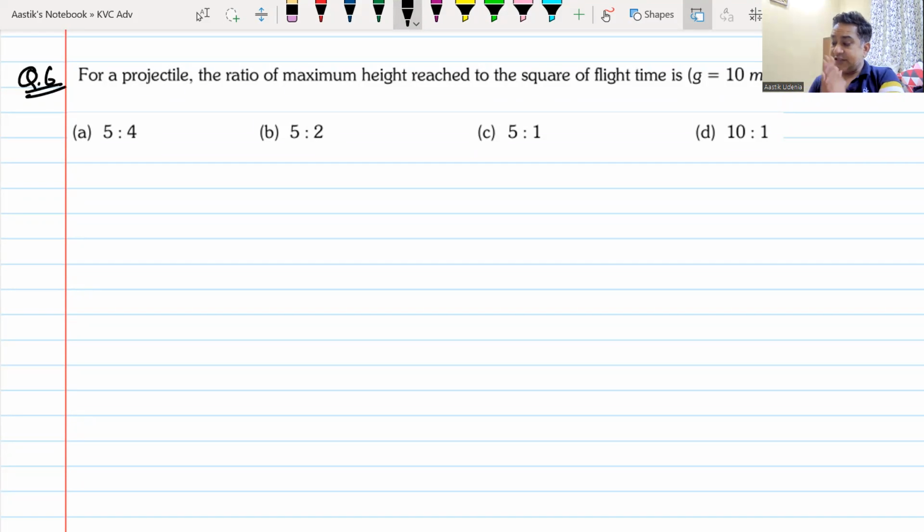For a projectile, the ratio of maximum height reached to the square of flight time is... g has to be taken as 10, my dear friends. I'll give you 2 minutes to solve this.